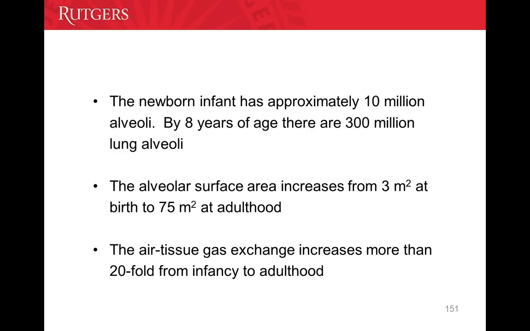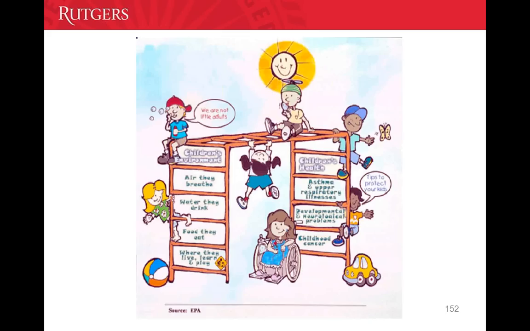A newborn has about 10 million alveoli. By 8 years of age, they're up to 300 million. And so you see this increase in the surface area where gas exchange takes place from 3 meters squared to 75 meters squared. So it's really interesting that there's a 20-fold increase from infancy to adulthood in the gas exchange area. And so kids are at risk. This little cartoon from EPA reminds us that, to protect kids, we have to be mindful of the fact that what they eat dietarily, the water they drink, and the air they breathe are all very different from adults.